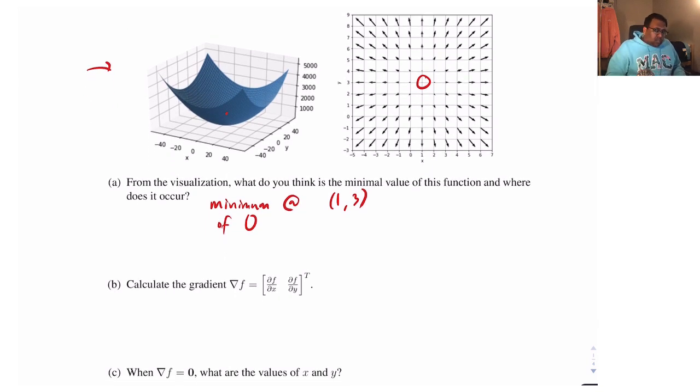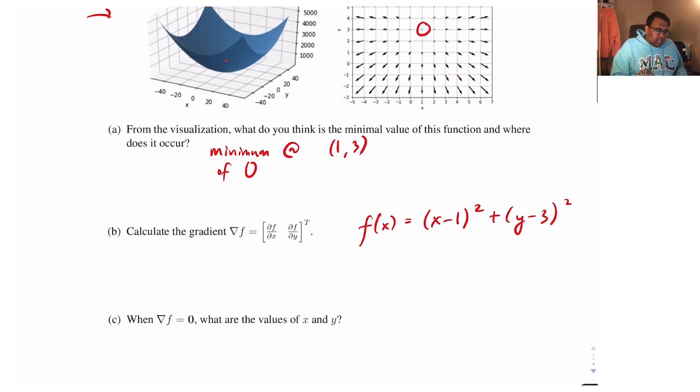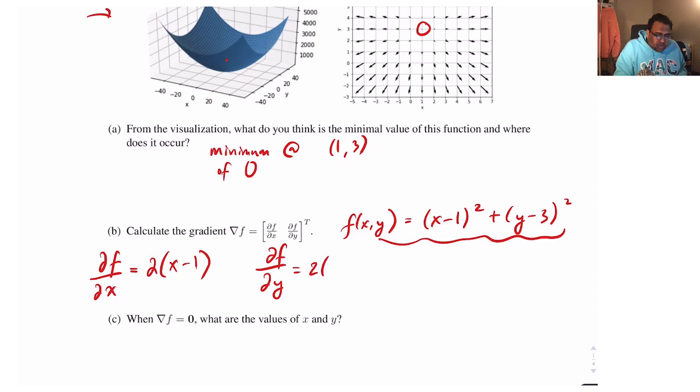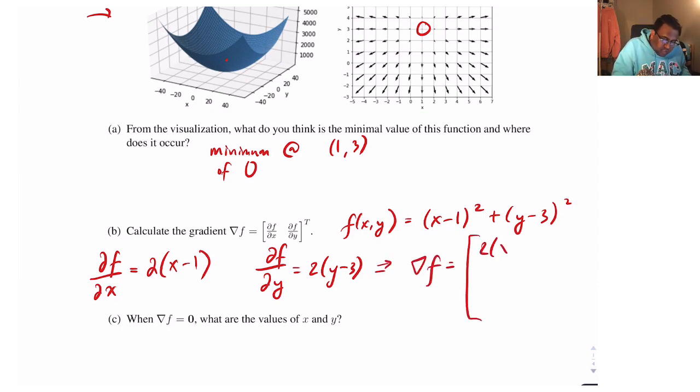In part B, we're told to compute the gradient of our function. Just for the sake of clarity, let me write it again. The gradient of my function, as I mentioned, is just a vector of partial derivatives. First, let's compute the partial derivative of f(x, y) with respect to x, which I can do by treating all other variables as being constant. The partial derivative with respect to x is just 2 times (x minus 1), since I treat the entire second term as a constant. The partial derivative with respect to y is 2 times (y minus 3) by the power rule, and I treat the first term as a constant because it is completely independent of y. Now putting these two things together, the gradient is 2 times (x minus 1).